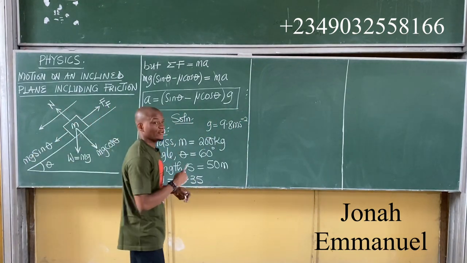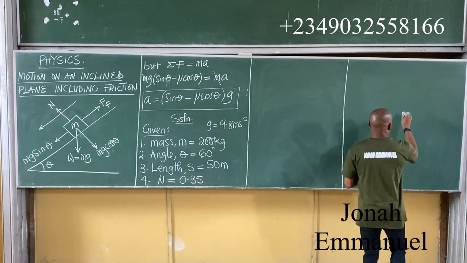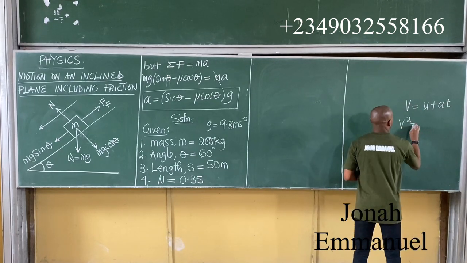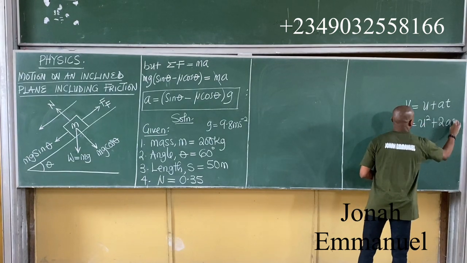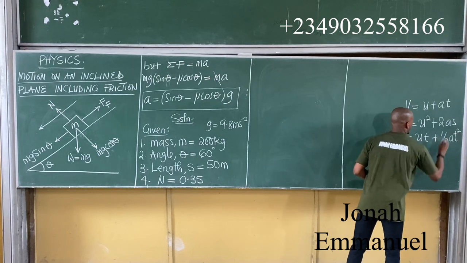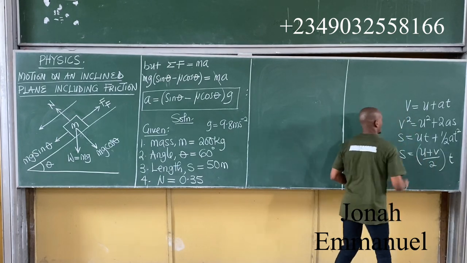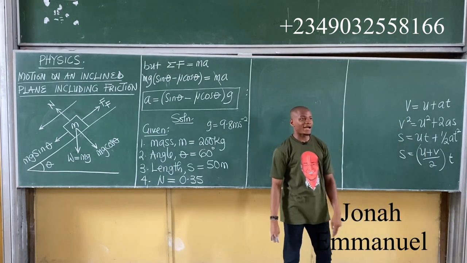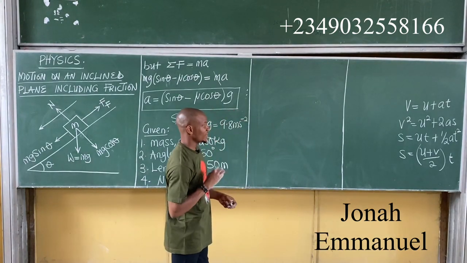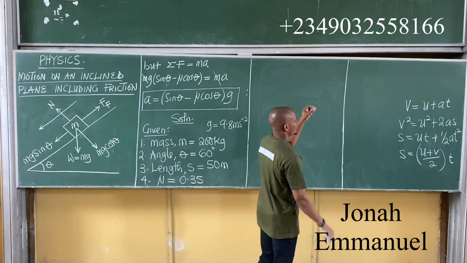So look at this. For this concept, we'll go back to our equations of motion. Of course, you have v equal to u plus at, v squared equal to u squared plus 2as, s equal to ut plus half at squared, then s equal to (u plus v) over 2 times t. Your three basic equations of kinematics of motion, and then the fourth one. Now, you have to find velocity and time, right? Alright. We have to find velocity or time.